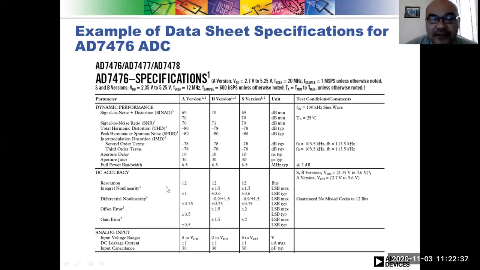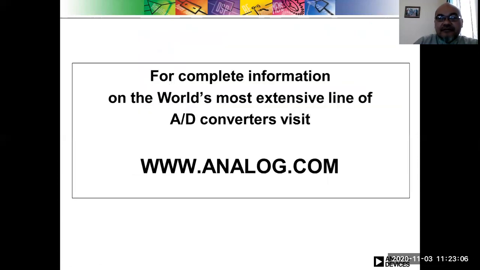The DC accuracy here is 12 bits. INL is given here in terms of the LSB. The offset error is also given, gain error is also given. The analog input voltage range is also given, 0 to VDD. So VDD will be the power source that is connected to this ADC. So if you input 10 volt, then the input voltage range will be 0 to 10 volt.